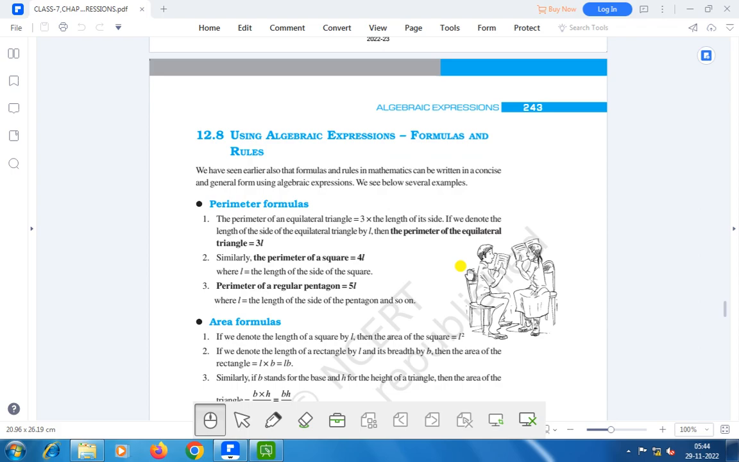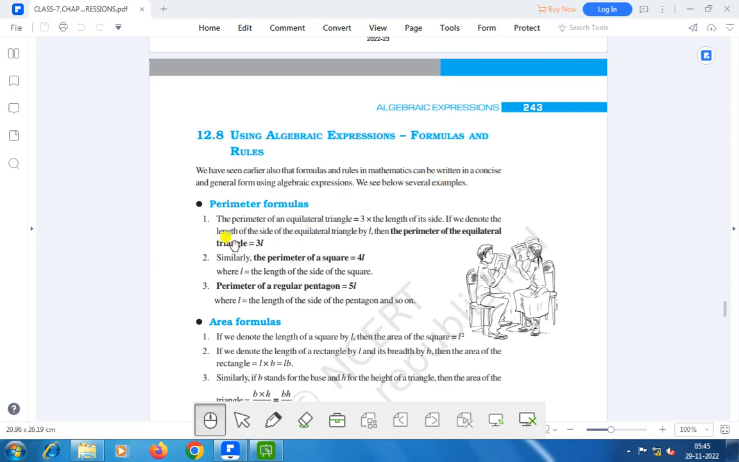Hello everyone. Today we shall discuss using algebraic expressions, formulas and rules. We have seen earlier also that formulas and rules in mathematics can be written in a concise and general form using algebraic expressions. We see below several examples.